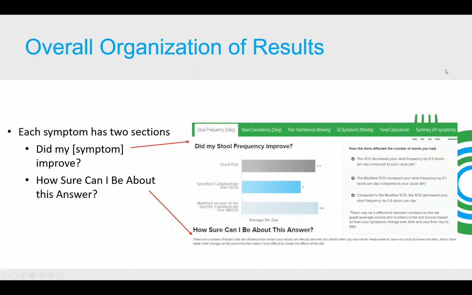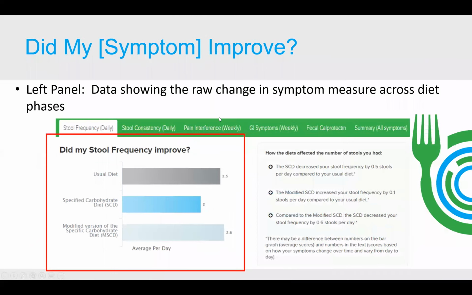When you click on any individual symptom, each symptom has 2 sections. There's one section, did my stool frequency improve? And then another section, how sure can I be about this answer? And then when you click on did my symptom, in this case stool frequency, improve, there's 2 panels, a left panel and a right panel. The left panel shows the raw change in symptom measures across the diet phases. So here's the average stool frequency on the usual diet, the average stool frequency for all the days that the patient was on the specific carbohydrate diet, and the average stool frequency for all the days the patient was on the modified specific carbohydrate diet.